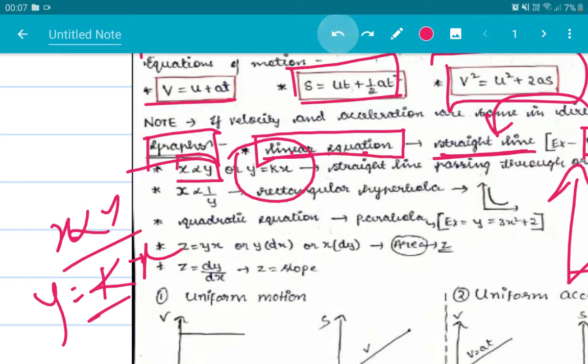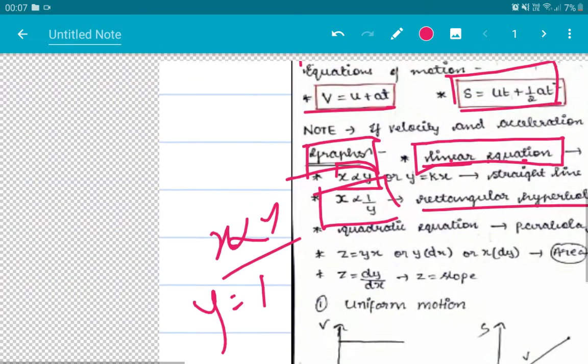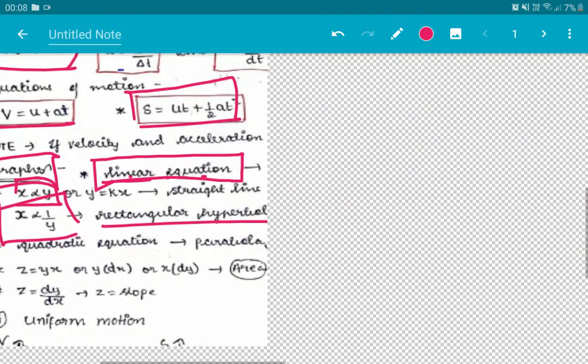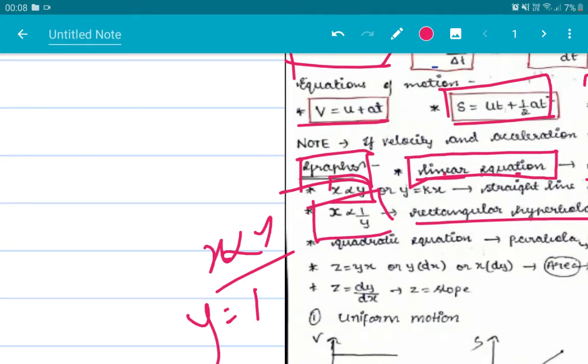Next one. If x is inversely proportional to y, then it is a rectangular hyperbola. What is this rectangular hyperbola? I'll just draw it for you. Here also it is drawn. This is a rectangular hyperbola. See.